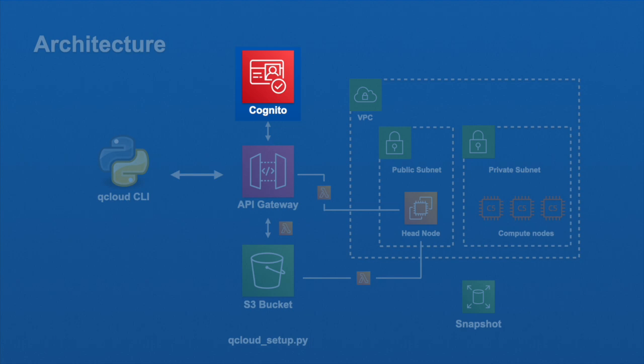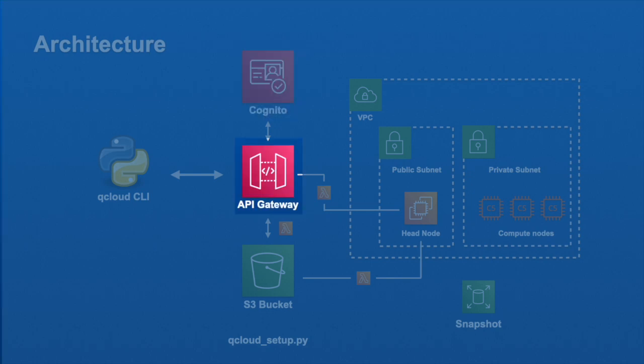Users can be added via the Q-Cloud setup script, and their accounts exist independently of the head node. This means that if you shut down the compute cluster stack, the user accounts will persist, and these will only be lost if the Cognito stack itself is terminated.